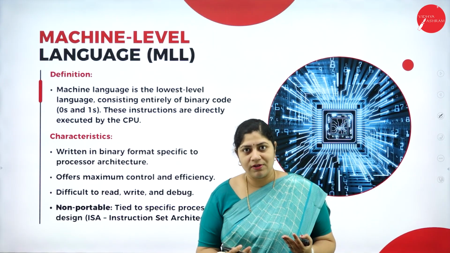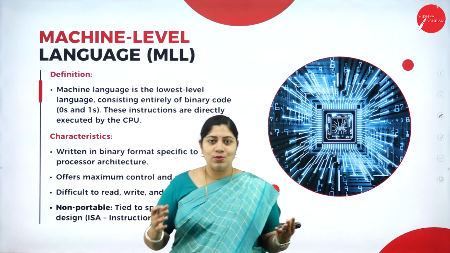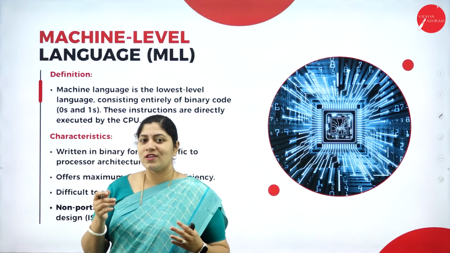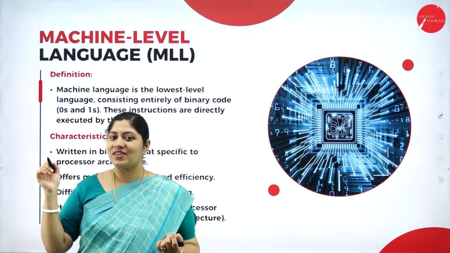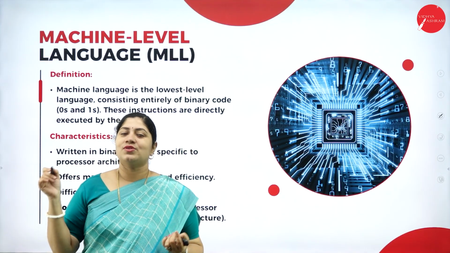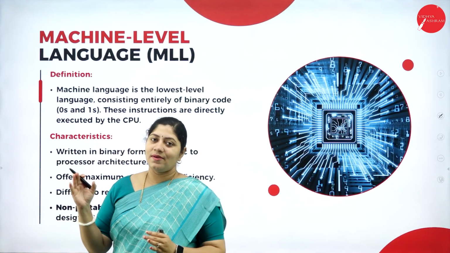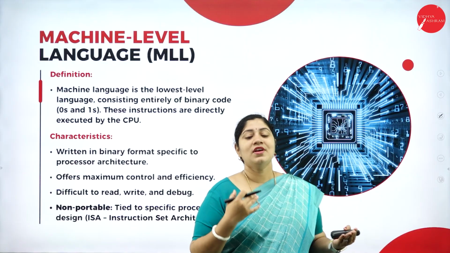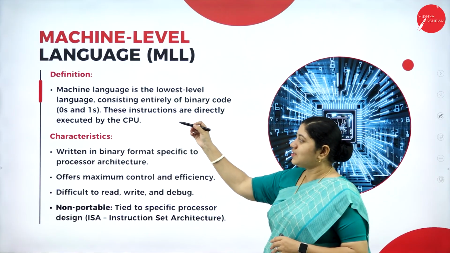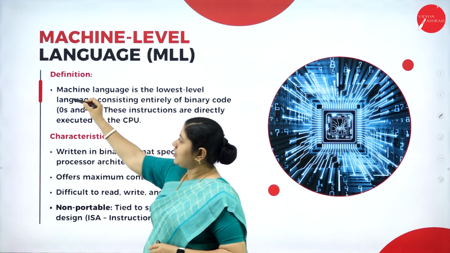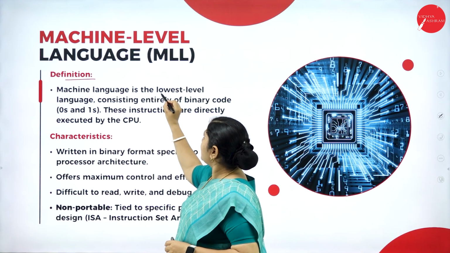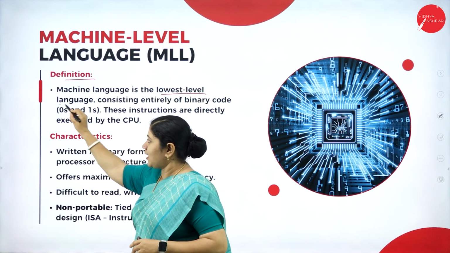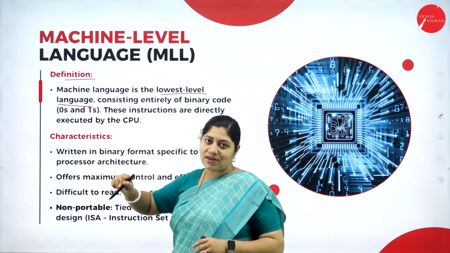When we say machine level language, students, I know you will be recalling zeros and ones. So exactly, it's the same. Machine level language is nothing but bit level communication. Let's see how it is formed. So the definition: machine language is the lowest level language. Exactly, it is the lowest level language.